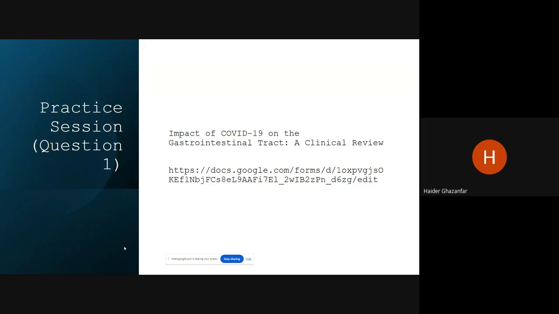The review article I wrote basically focused on what the underlying GI conditions are which can cause you to have a bad or severe COVID infection. And then the second part of the article focused on the actual effect of COVID on the GI tract. So we went from organ to organ.